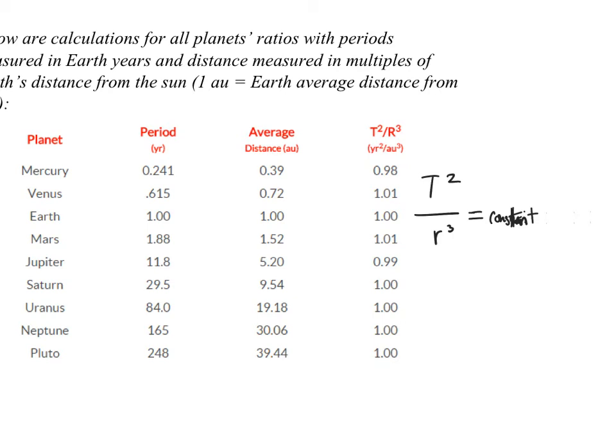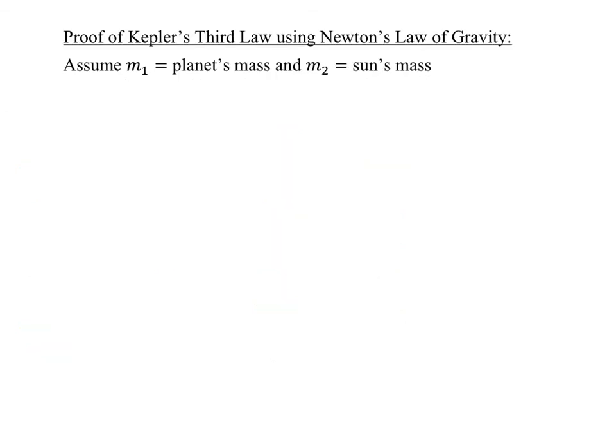All right, so let's take a look at Kepler's third law and prove it. Okay, let's prove it using Newton's law of gravity. So we're going to start by assuming we're going to call M1 in this problem the planet's mass, and M2 the sun's mass.